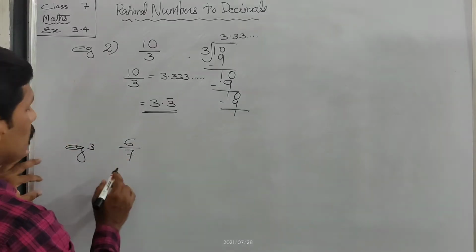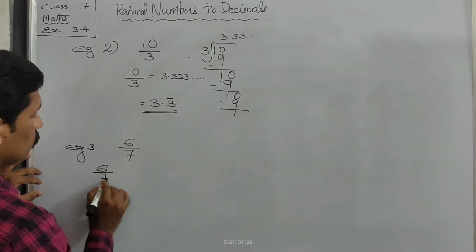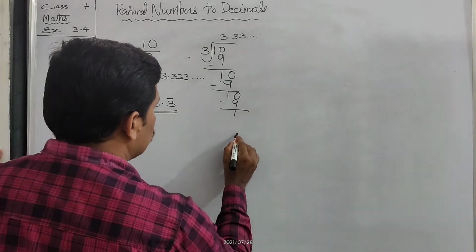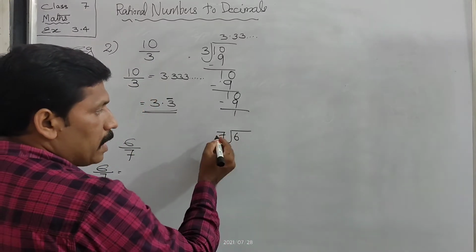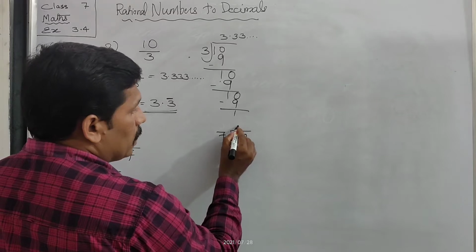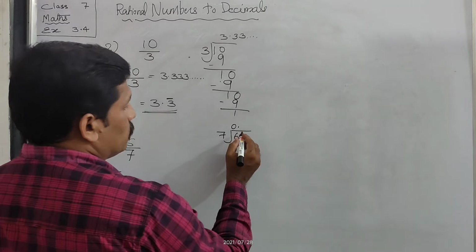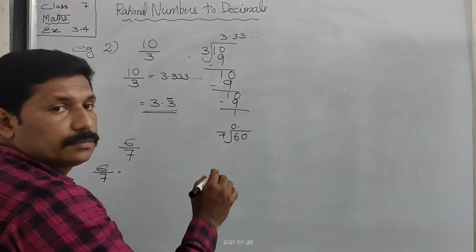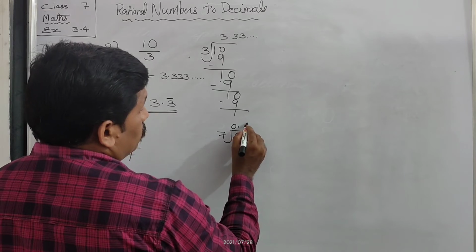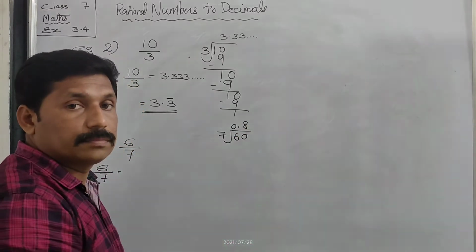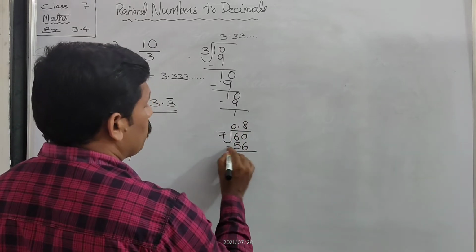Let us take another example. 6 upon 7. 6 upon 7 is equal to, we divide here, 6 divided by 7. As 6 is a smaller number and 7 is bigger, we place 0 and a decimal point in the answer. Then 60, 7 8s are 56. Then we subtract.